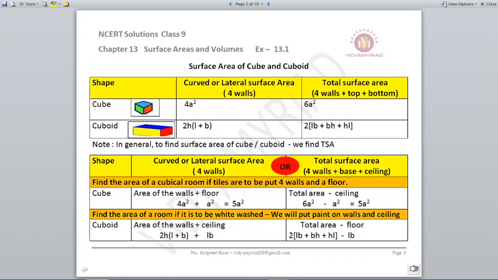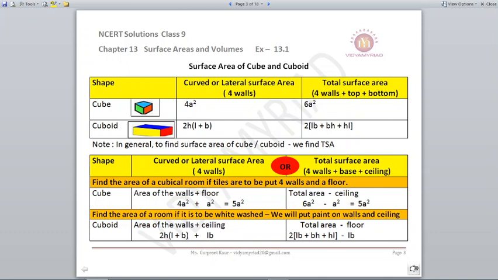Now there can be different situations and your questions can be solved in different ways. First, suppose I have to find the area of a cubical room if tiles are to be put on the 4 walls and the floor. That means you have 4 walls and a floor to put the tiles on. There are two ways to calculate this. If you want to use the curved surface area formula, you will use that plus add the floor area. In the same way, if you want to use the total surface area formula, take that, which includes all the 6 sides.